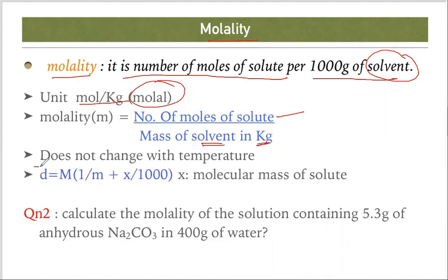And again, there is a formula: d is equal to M, molarity, multiplied by 1 by m, molality, plus X. What is X? Molecular mass of solute. Remember, X is the molecular mass of solute. When are we going to use this formula? Whenever the question asks about the relation between density, where d stands for density, M for molarity, and m stands for molality. And X, as I already said, is the mass of solute.